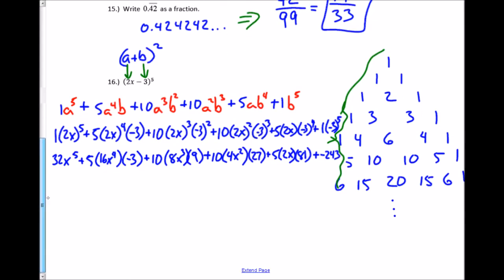And now I just keep simplifying this. I do a little bit of multiplying. And really, this is my last step. Let me write that a little bit bigger. So I've got 32x to the 5th. Right here, I just have the 5 times the 16 times the -3. That's a minus 240x to the 4th.